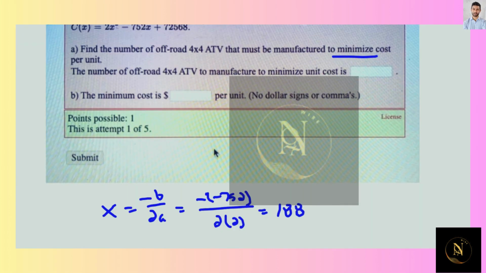And so that would be the number of off-road 4x4 ATVs to manufacture: 188 of them.